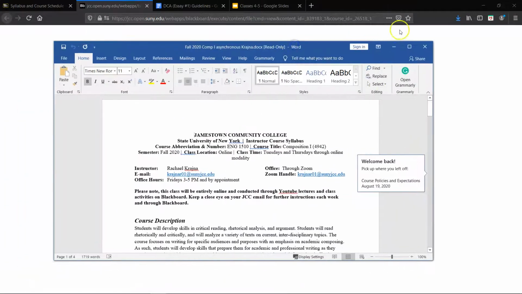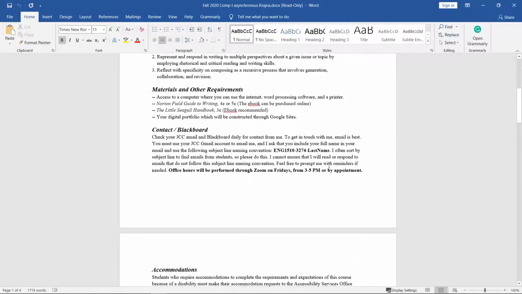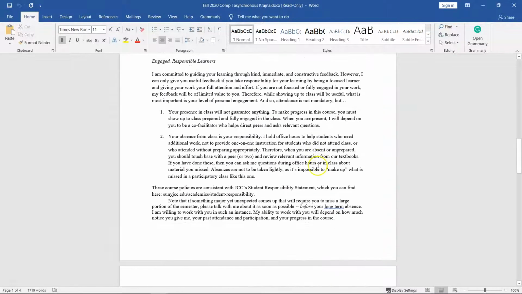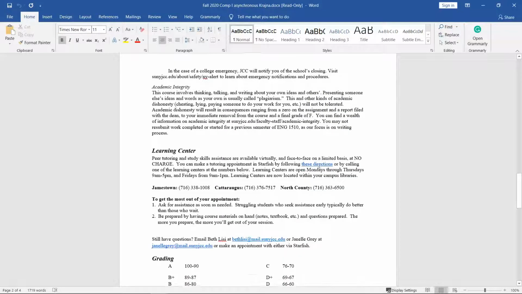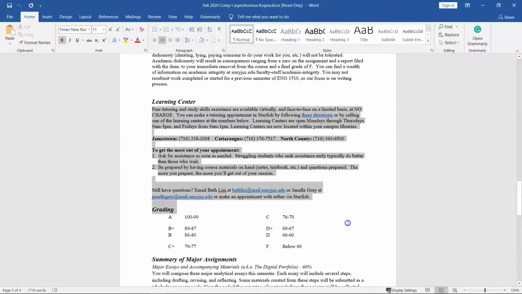So here is my syllabus for this course. And keep in mind that the Learning Center is offering free digital tutoring. And keep in mind there are specific tutors that tutor Composition 1 and 2. So you are free to get extra help from the Learning Center, from the tutors there. You can always call the Learning Centers.